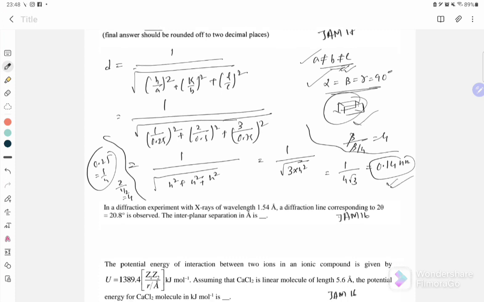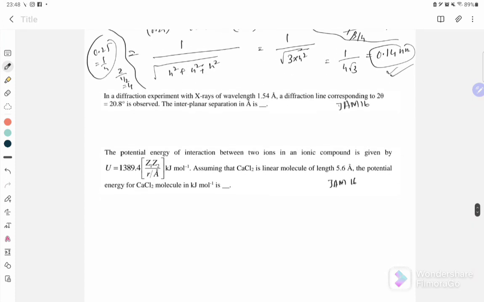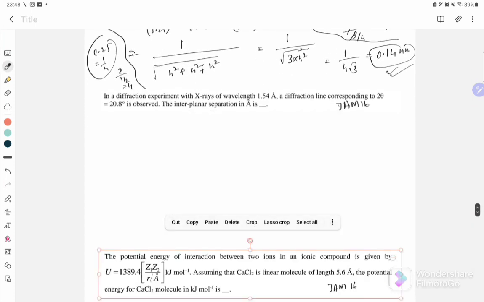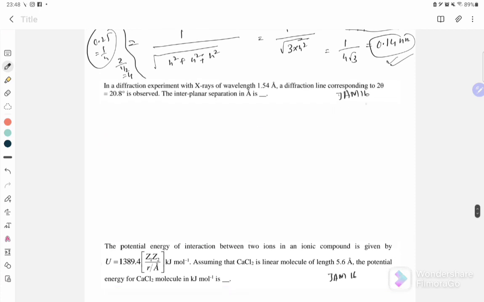This is our answer. Okay, easy. Our next question, this is our 9th question, that came in JAM 16.